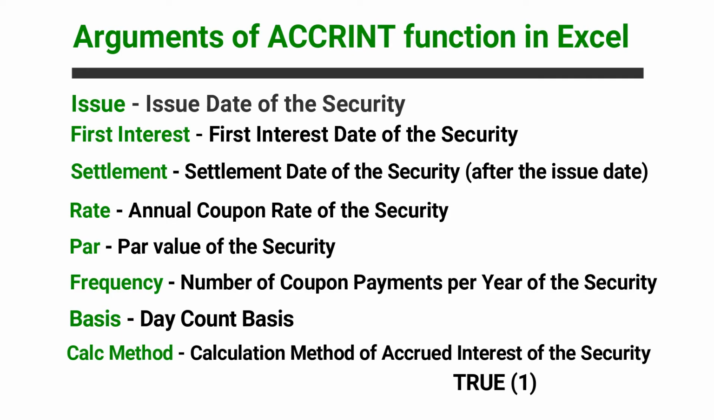If it is 0, then it returns the accrued interest from the first interest date to the settlement date. If you leave the default as true or 1, then it returns the accrued interest from the issue date to the settlement date. That is the difference between true and false.